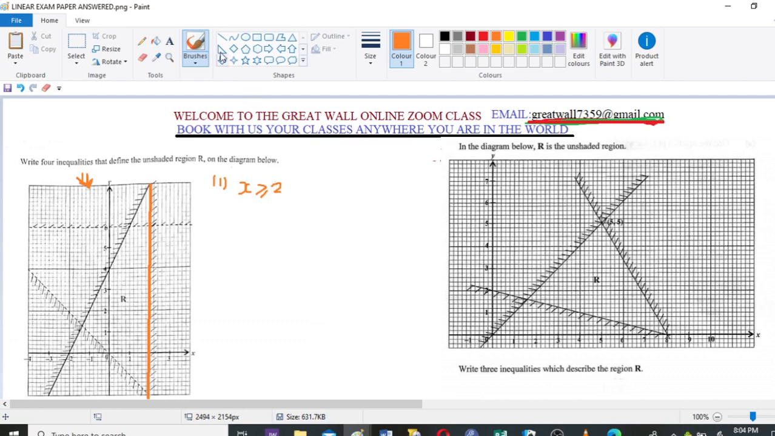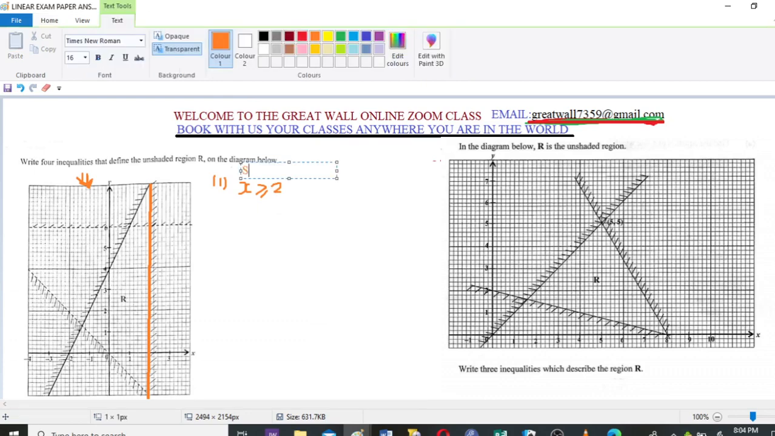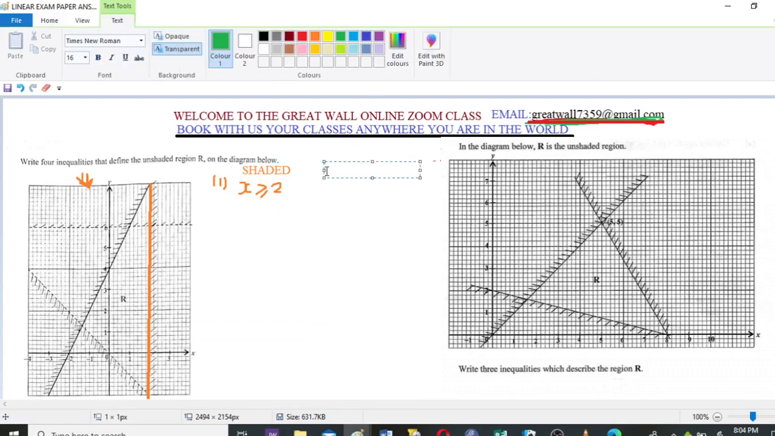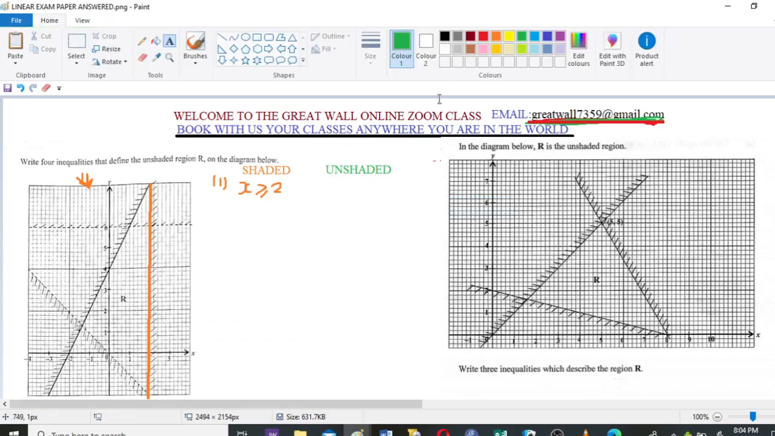So the unshaded region, so let's say we have the shaded region here. This inequality is describing the shaded region. Now the unshaded region is being described by the inequalities here. I'm going to write them there so that it will help you. Since this is describing the shaded region, the unshaded region will be described by x is less than or equal to 2. It will be the opposite of what we have.